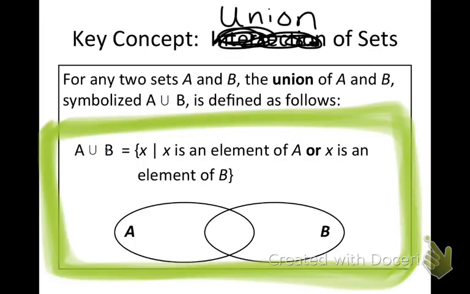The union. So when there is a regular U, not an upside down U, that's talking about the union of the two sets. So if I have A union B, my solution set is all values of x such that x is an element of A or x is an element of B.